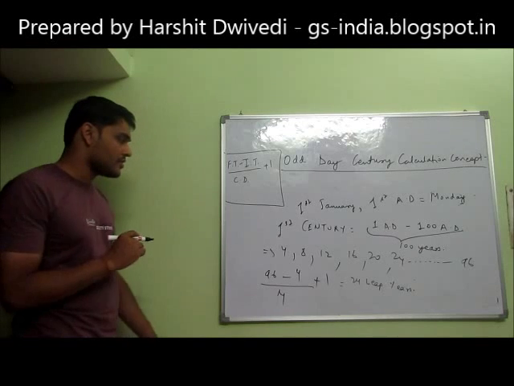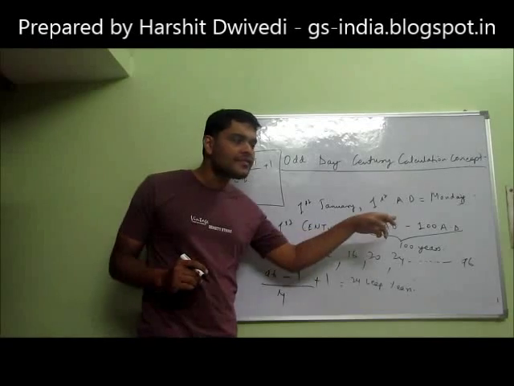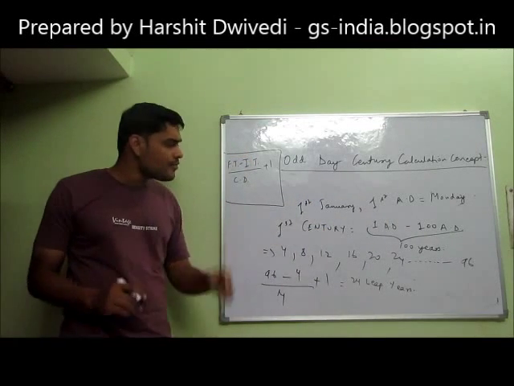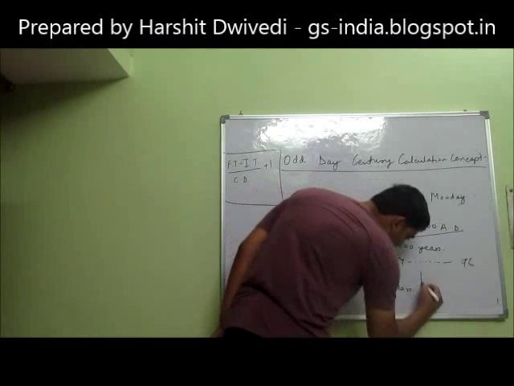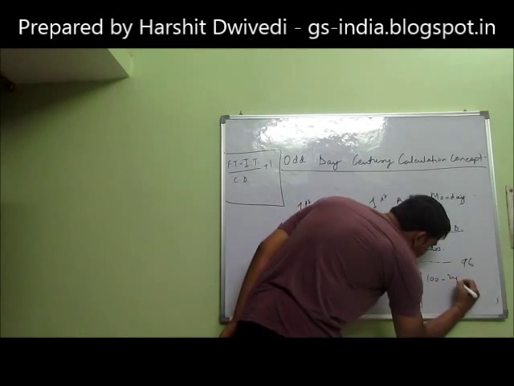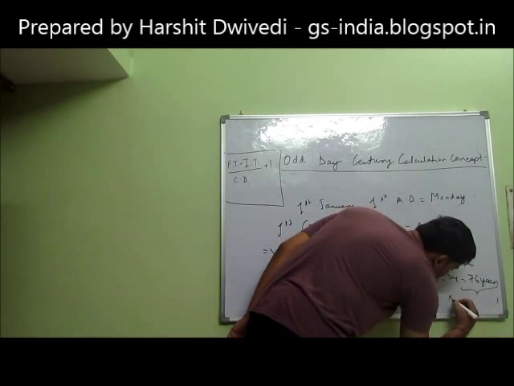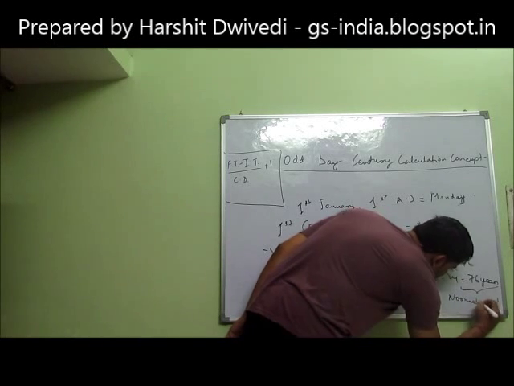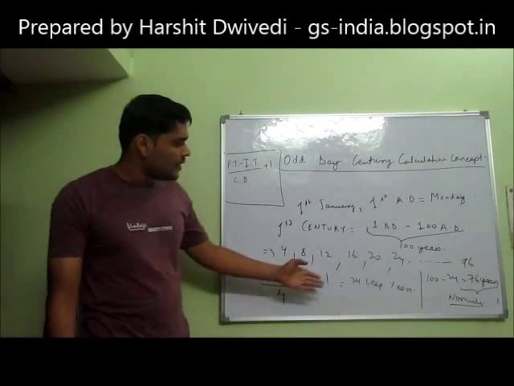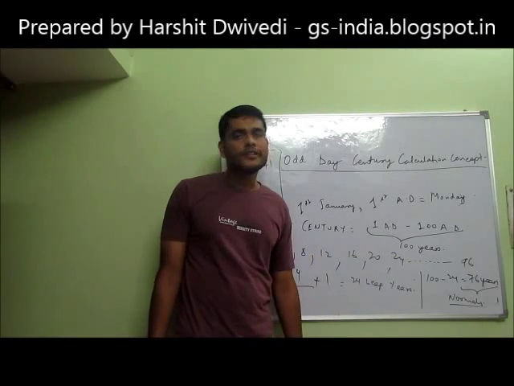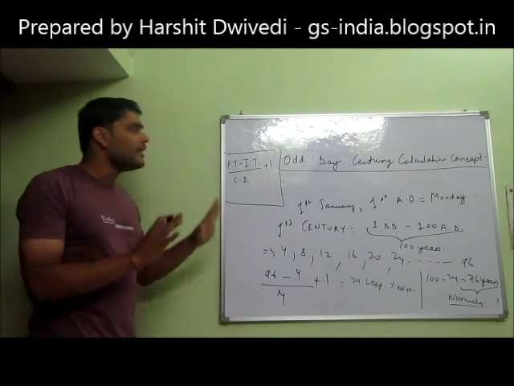Now, what are we going to do next? 24 leap years we got. How many years are there in the 1st century? 100 years. We got 24 leap years. Then how many normal years are there? 100 minus 24, 76 years. These are the normal years. Normal years are those years that comprise 365 days only. Leap years are those years that comprise 366 days. So till now I hope it is clear.